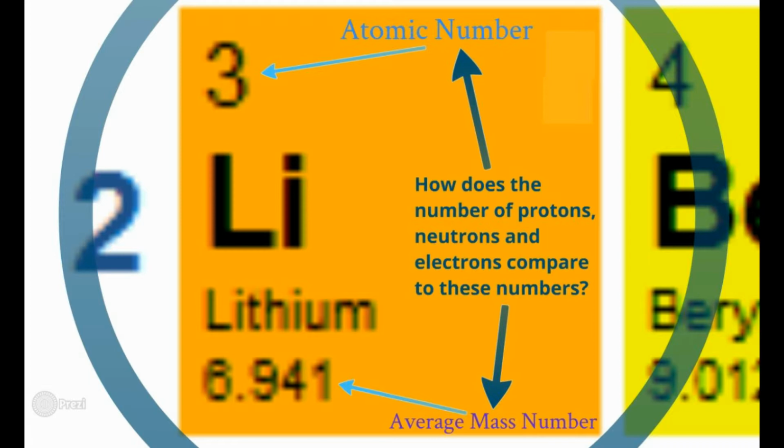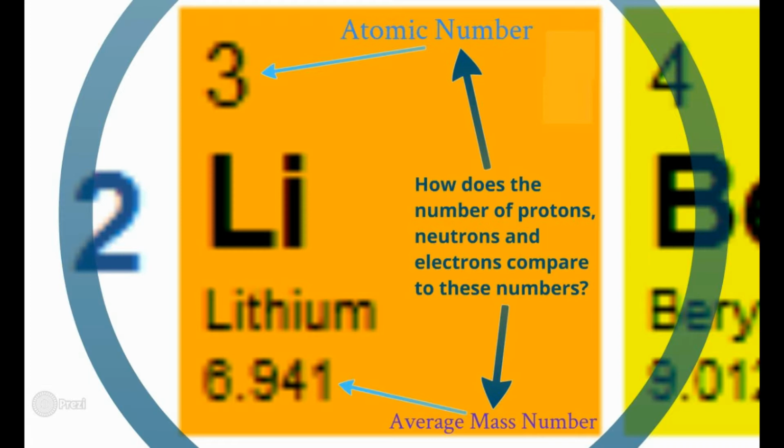So we look at the atomic number. How does the number of protons and neutrons and electrons compare to these numbers? Well, the number 3 up there, we already said, was the number of electrons and protons. But where do we get that number 4 that we had earlier? The 4 neutrons. I'll give you a hint. You have to do something with the numbers up there.